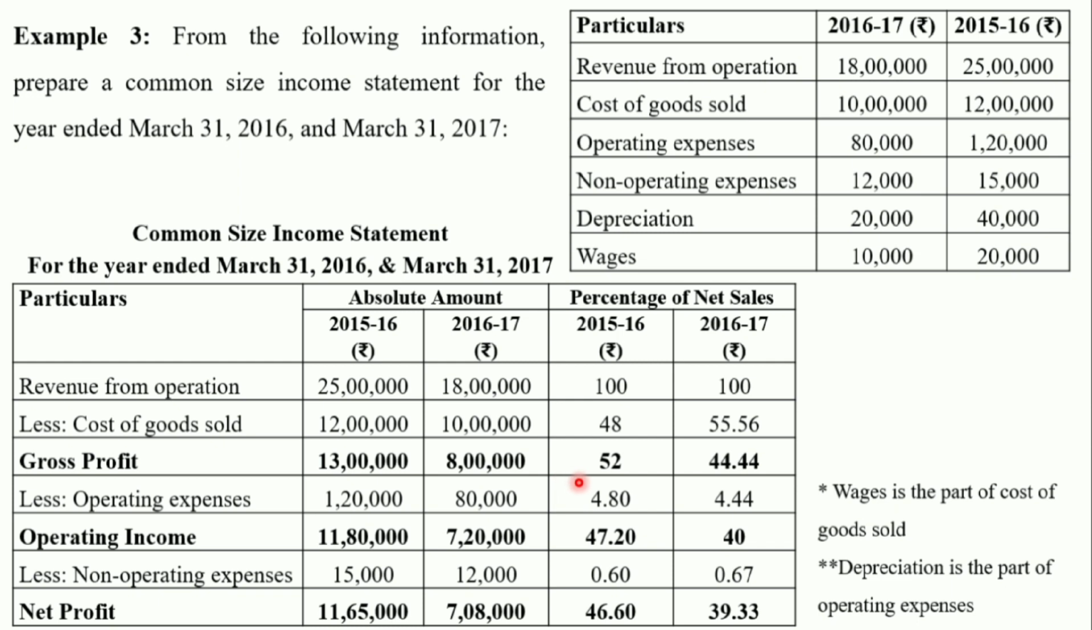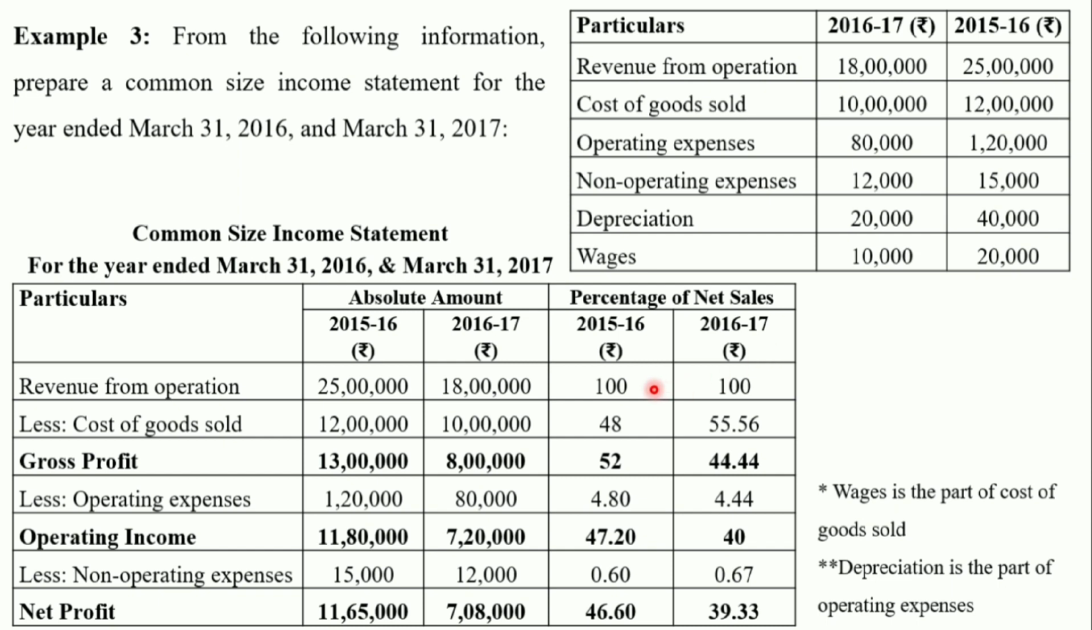Similarly, we have to find out the gross profit. Again here, 13 lakh divided by 25 lakh into 100, that is 52%. Then 8 lakh divided by 18 lakh into 100, that will give 44.44%. Again here, 52% is the gross profit for 2015-16 of what? Revenue from operation. And similarly, 44.44% is the gross profit on revenue from operations for the year 2016-17.